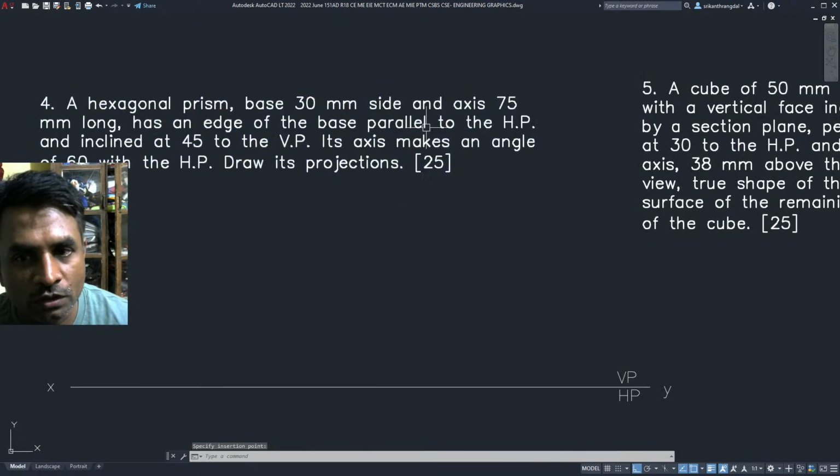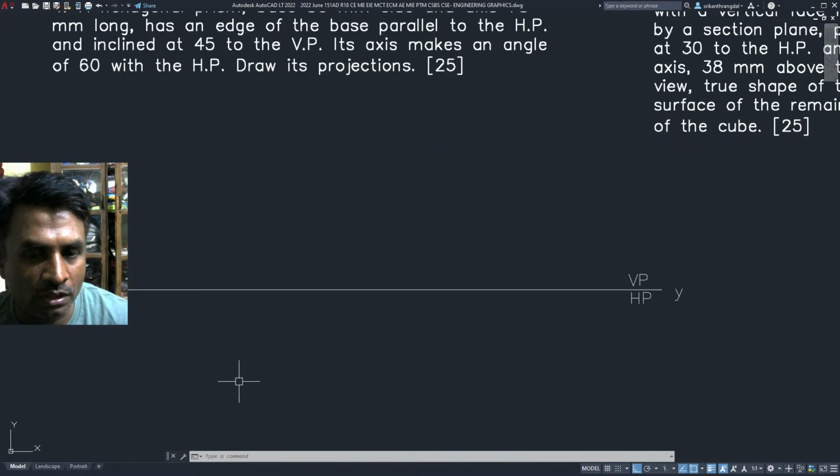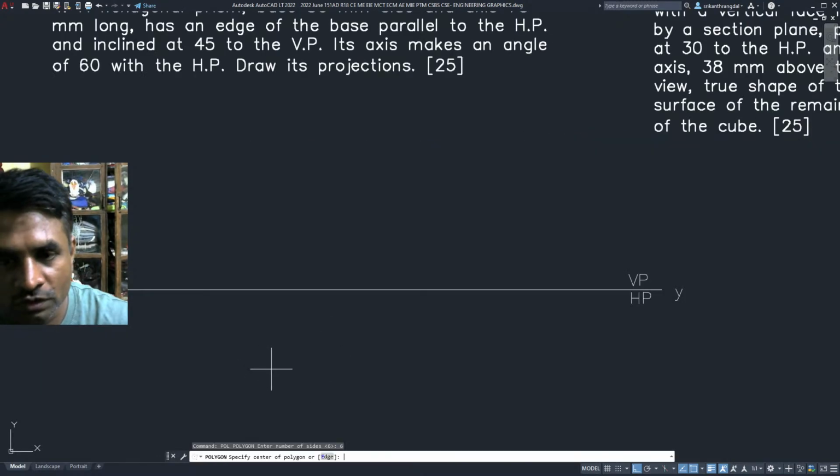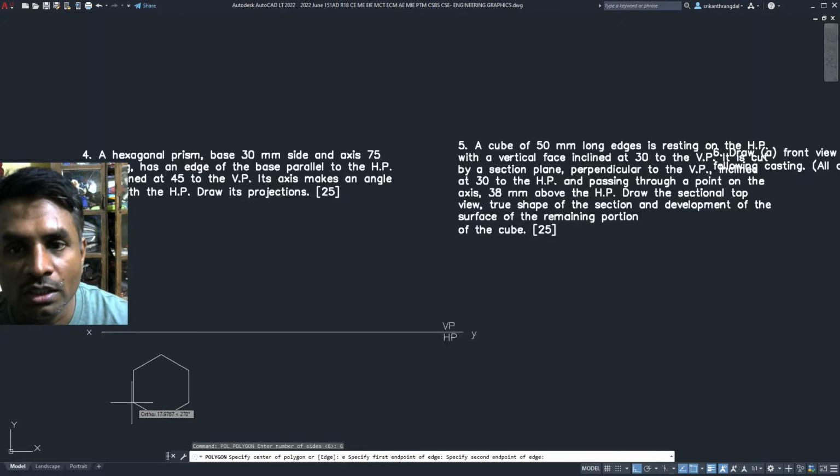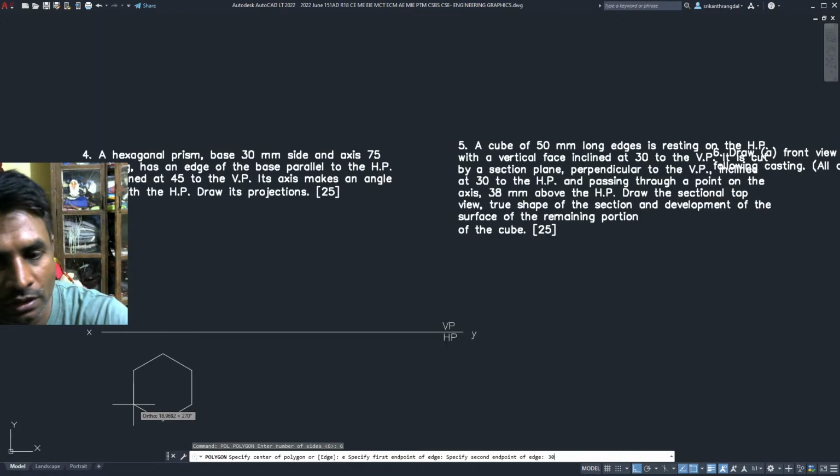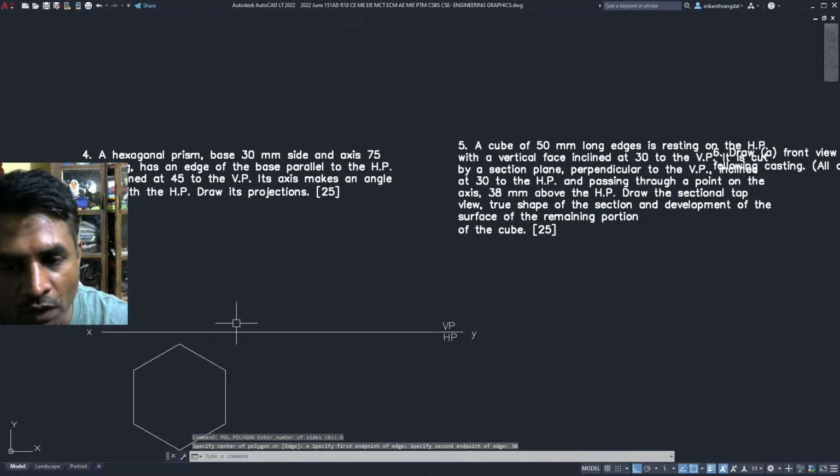Now we need to start drawing the hexagonal prism. We need to start with the top view because the axis is inclined with HP. The inclination of the axis is going to be visible in the front view, and that's what we need to do first. So the hexagonal top view is going to appear below the XY line. The polygon has 6 sides, and we want to use the edge method. And what is the edge length? That is 30.